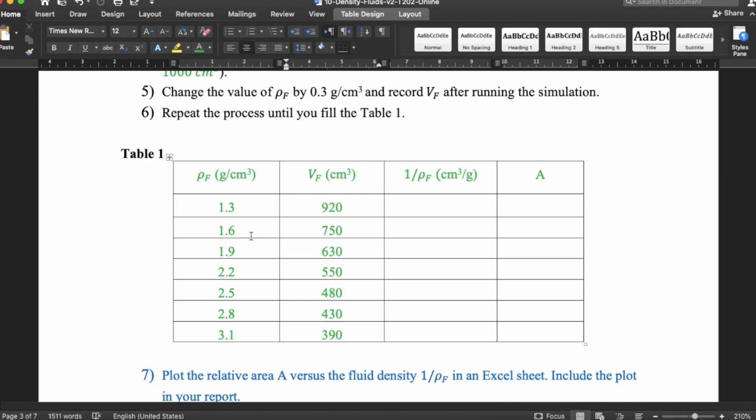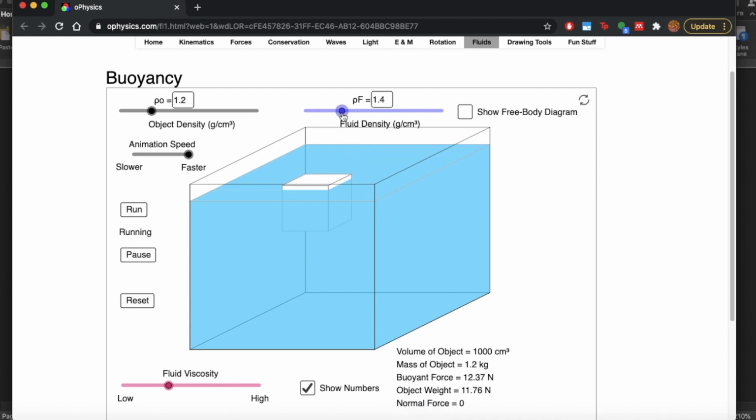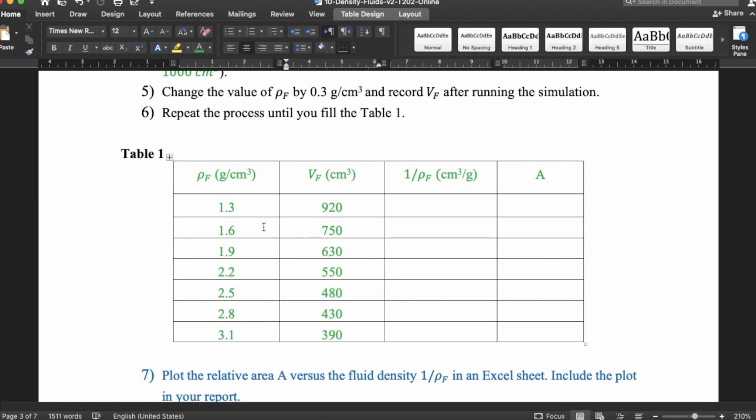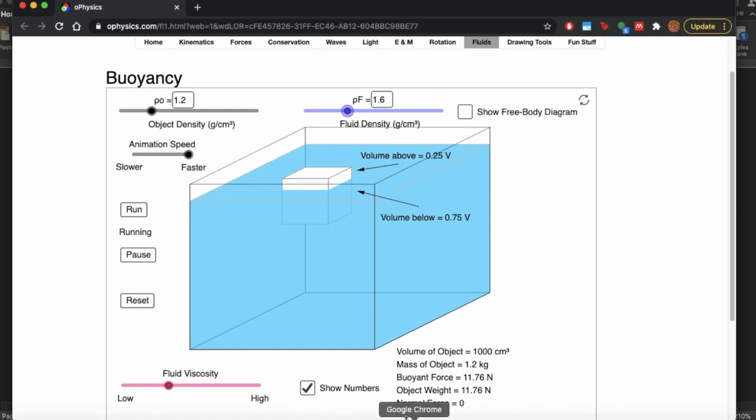So I'll change it by 0.3 to 1.6. Okay, then take the measurement again, take the volume of the fluid again. So in my case it's 750 cubic centimeter, as you can see, and repeat the process with different densities of the fluid. So you can think of this experiment as changing the fluid that is here from water, for example, to mercury, to different fluids.